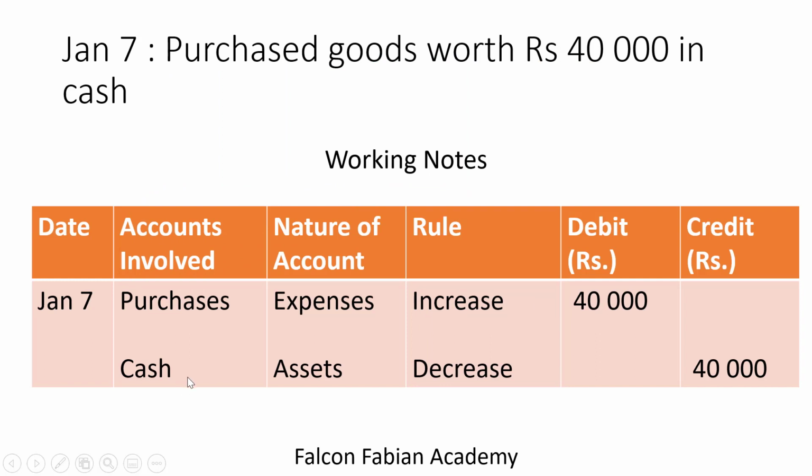The second account is cash. Cash is an asset. We are paying for these goods. So there's a decrease of cash balance in the business. So cash account needs to be credited. Let's do it one more time. The two accounts involved are purchases and cash. Purchases is an expense, and whenever there is increase in expense, we need to debit it. Therefore, purchases account should be debited by 40,000. Cash is an asset. Whenever there is decrease in asset, we credit it. Therefore, we need to credit cash account by 40,000.